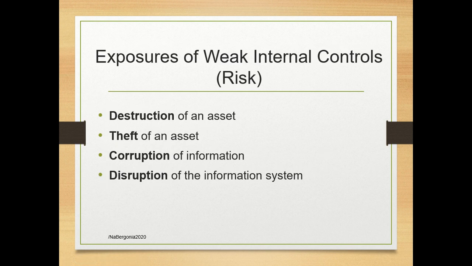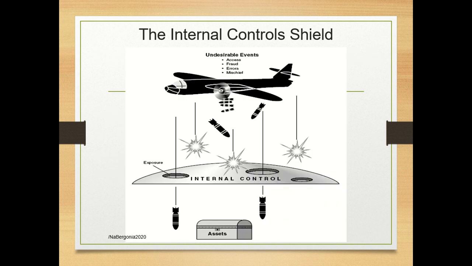Okay? So number one, it could destroy an asset. Another would be theft of an asset. There would be a corruption and also disruption of the information system. So as you can see here, this is an image about the internal control shield. There would be undesirable events that would penetrate the internal control. Once na na-expose na tayo, then it could destroy our assets. Okay? So, any questions so far?